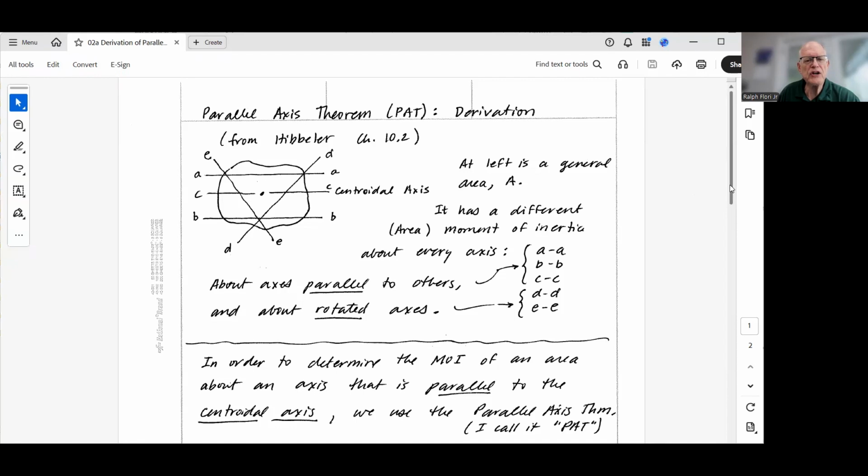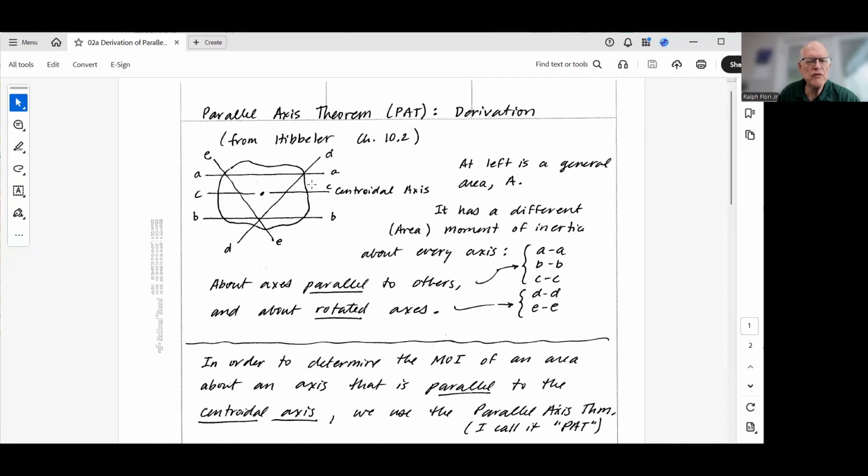It's actually relatively straightforward, and if the derivation is relatively straightforward for a formula, I like to derive it for my students so that you can see where it came from and the principles upon which it is based, rather than just accepting a formula and using it without truly appreciating where it comes from. So we're going to derive the parallel axis theorem. This approximately follows Hibbeler's approach.